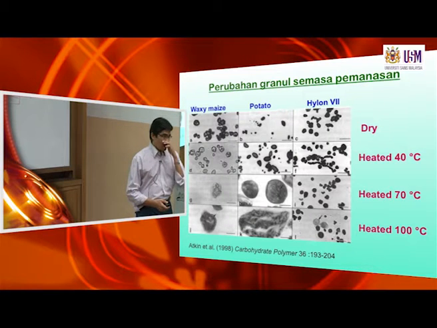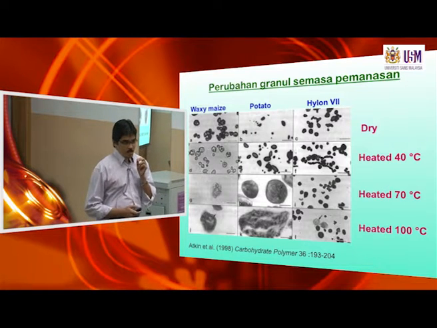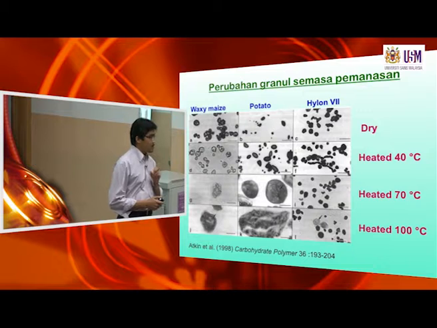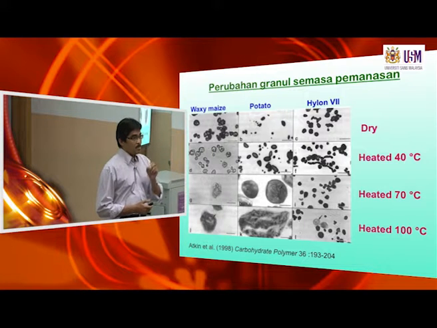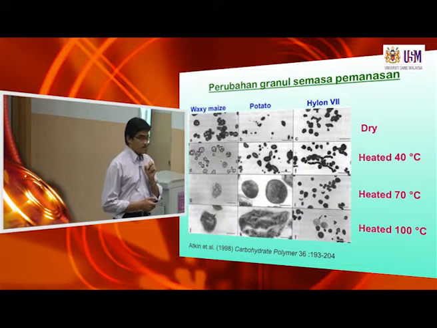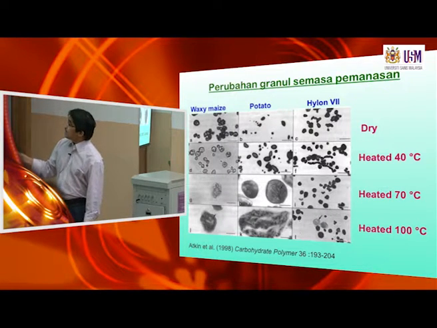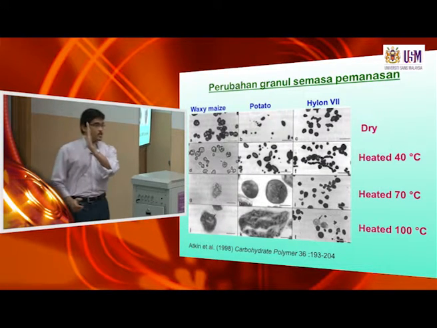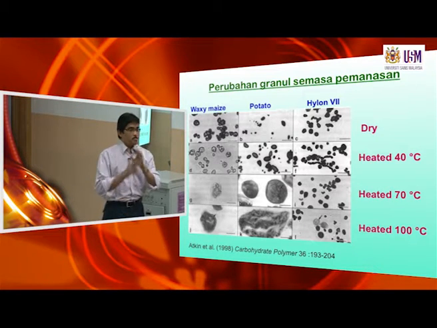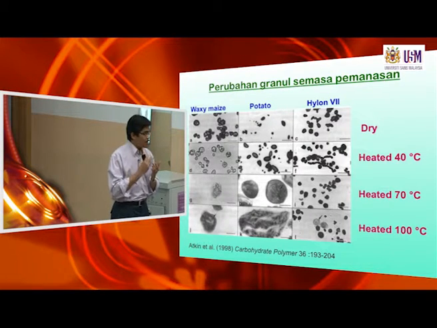Hylon 7. This is a specific name for a special hybrid of high amylose maize starch, corn. Yeah? So high amylopectin, high amylose, and normal starch in the middle. Very beautiful picture to illustrate the difference during the process of gelatinization and the effect of the amylose and amylopectin ratio.